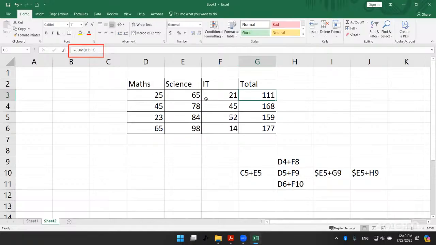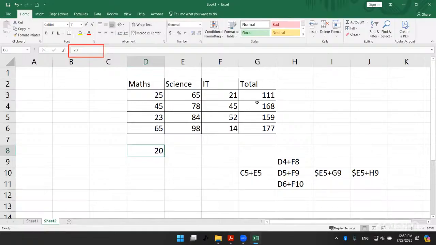And the thing is, the IT paper has a problem: the question in this paper is wrong. We are going to give 20 marks for each student. So that means this total should be added with this one. 159 should be added with 20, or else this D8.